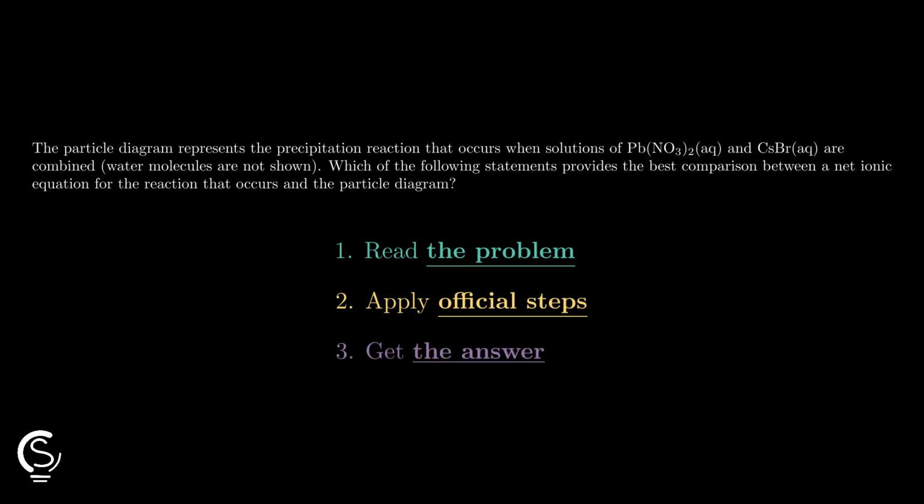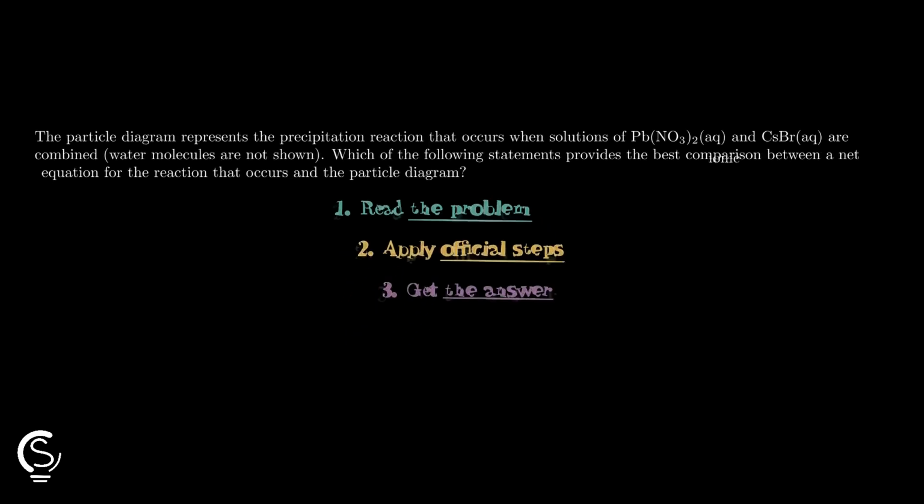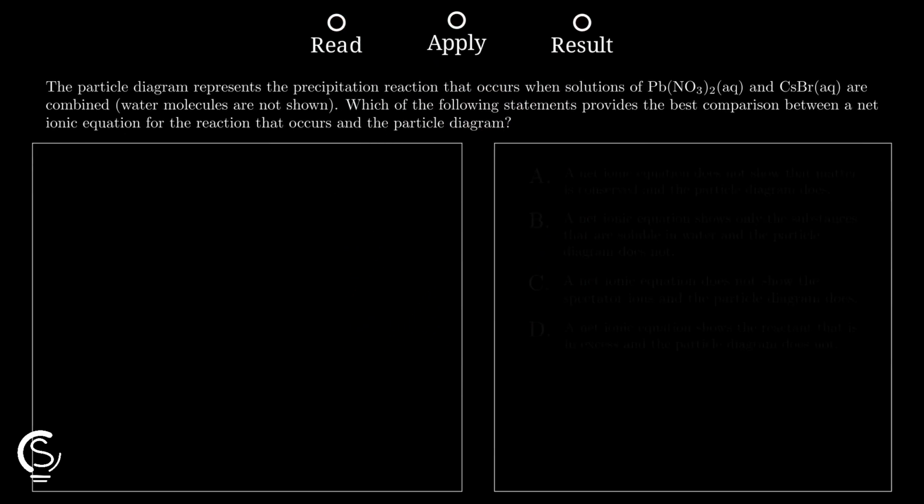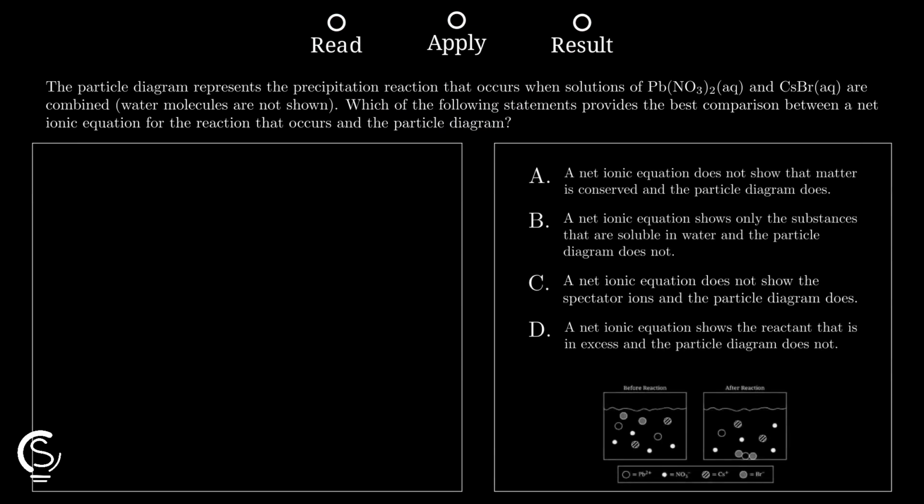I got your back. Particle diagrams and net ionic equations can feel sneaky, but this one breaks quickly if you compare what each representation includes and leaves out. First, think about the net ionic equation for this precipitation reaction. It only keeps the ions that actually change and form the solid product, not every ion floating in solution.